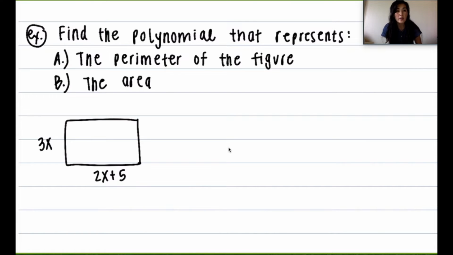All right, guys, so here is our first example. In this example, it says find the polynomial, and so you'll see right here this word polynomial. If you guys remember, that's just the expression that represents both the perimeter and then also the area. So we're actually going to be doing 2 different skill sets here. So let's go ahead and start with A, though.